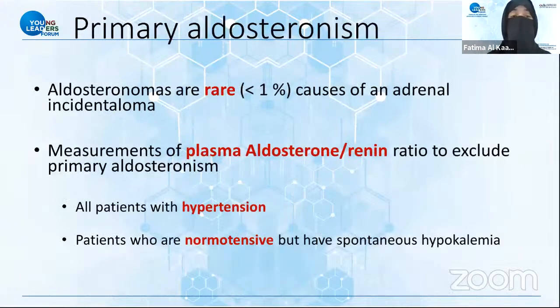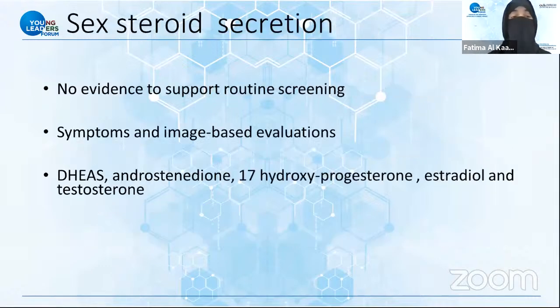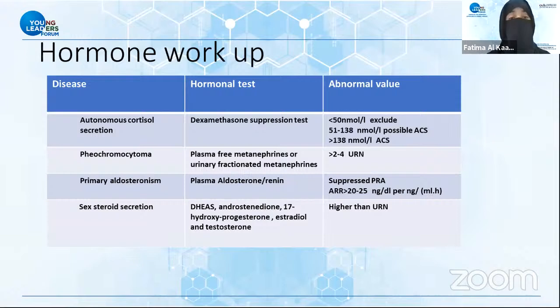Moving to primary aldosteronism, it is a rare cause of adrenal incidentaloma, and the recommendation is to measure the plasma aldosterone renin ratio to exclude primary aldosteronism in all patients with hypertension and patients who are normotensive but have spontaneous hypokalemia. Regarding sex steroid secretion and testing estradiol, testosterone, and DHEAS, there is no evidence to support routine screening. However, signs and imaging-based evaluation can guide us. I would like to show you in this slide the abnormal values of those hormonal workups. I mentioned autonomous cortisol secretion. Regarding pheochromocytoma, it is more than 2 to 4 times the upper range of normal, and regarding primary aldosteronism, suppressed plasma renin activity and an aldosterone renin ratio above 20 to 25, and regarding sex steroid secretion, higher than the upper range of normal.